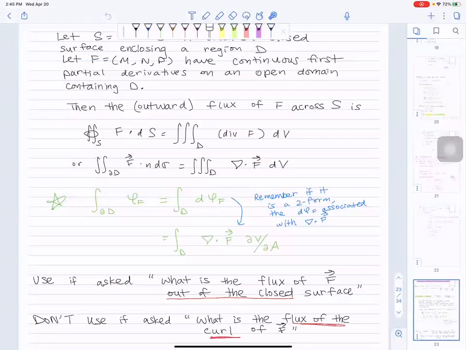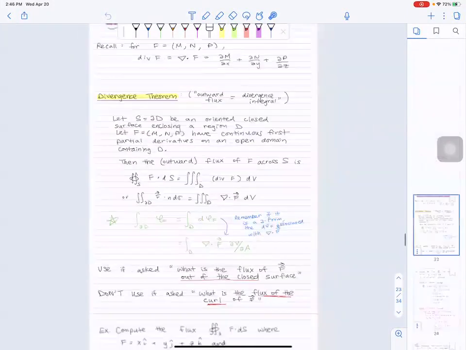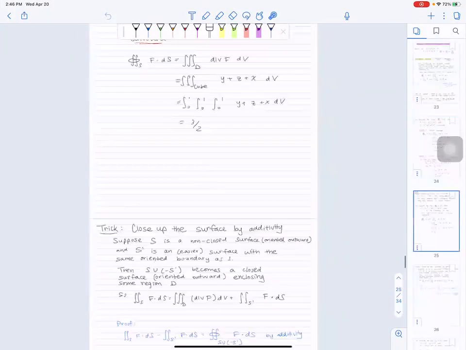Because you're still finding the flux of. Okay, I guess this is very. Wait, I have an explanation.